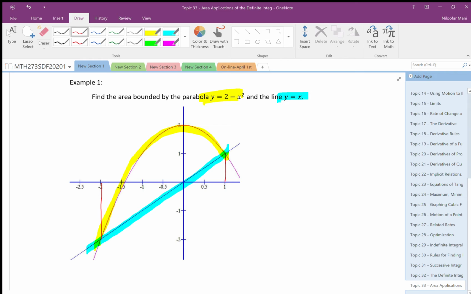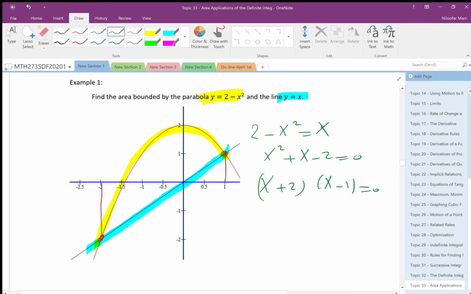I have to find it. Okay, what should I do in order to find these 2 points? I can see these 2 points are on both of them, so x and y are equal for both of them. So I can put them equal and find the answer. So 2 minus x squared equals x. So I have x squared plus x minus 2 equals 0, which is (x plus 2)(x minus 1) equals 0. So x is minus 2 and x is 1.